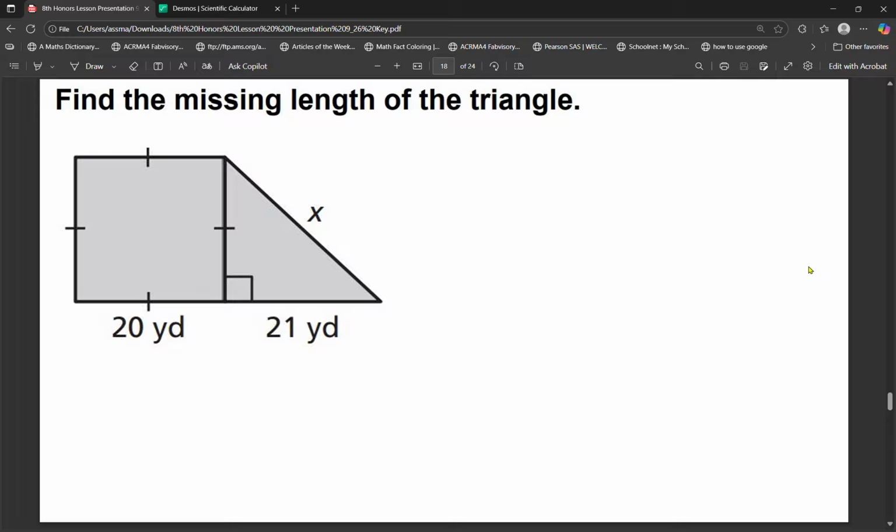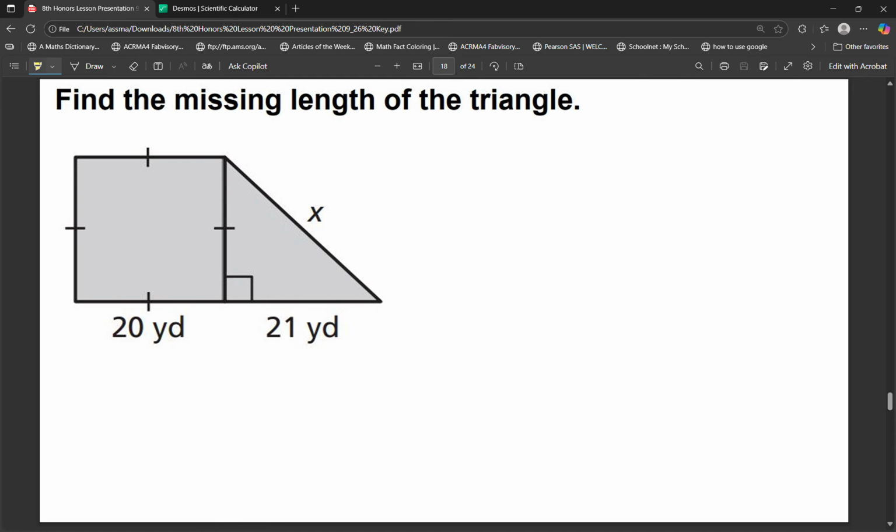All right. Okay, so this is another one on how to find missing lengths of a triangle. And I like this one because it kind of fuses two shapes together. All right. And what you want to do is identify your right angle, just like before.